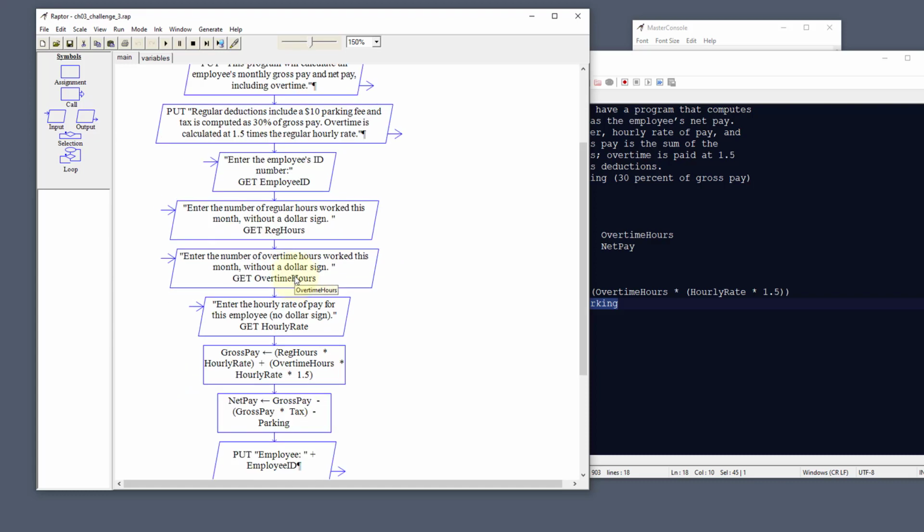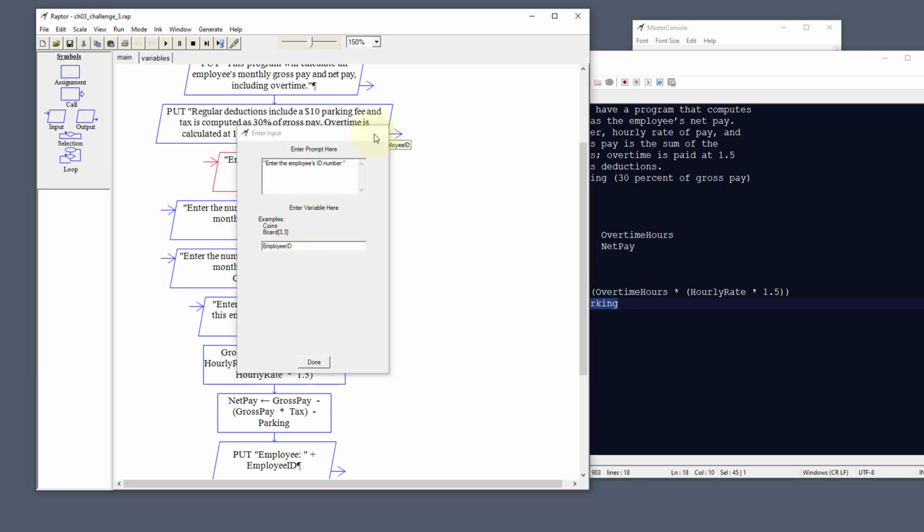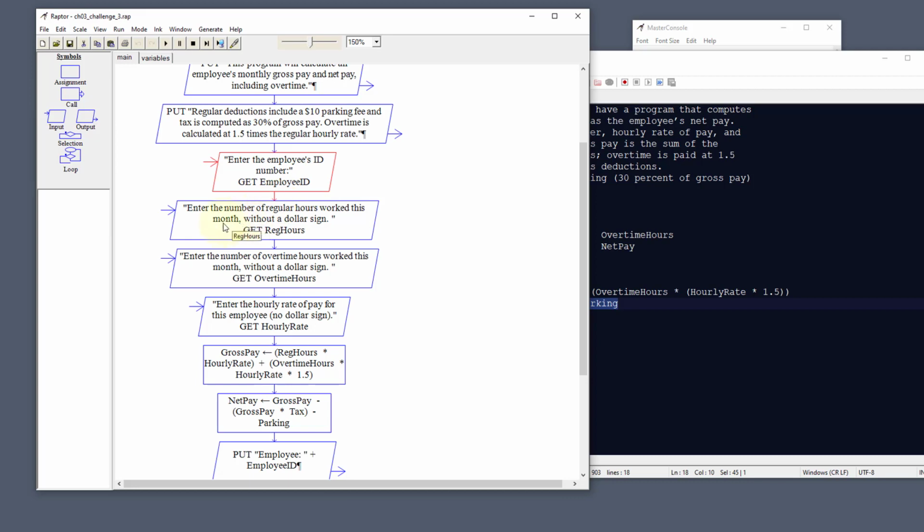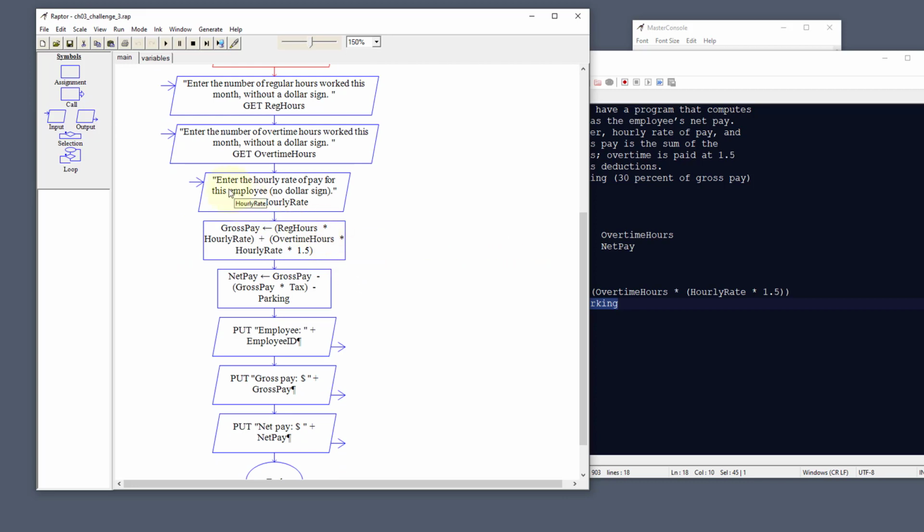And then we're going to ask the user to put in some information. First, we're going to enter the employee's ID number. So we're going to say get the employee ID number and set that for employee ID. Then we're going to enter the number of regular hours worked this month without a $ sign, and we're going to set that variable to regular hours or reg hours. Then enter the number of overtime hours worked this month without a $ sign. We're going to set that to overtime hours. And then we're going to enter the hourly rate of pay for this employee with no $ signs, and we'll set that to hourly rate. And then we're going to do some calculations here.